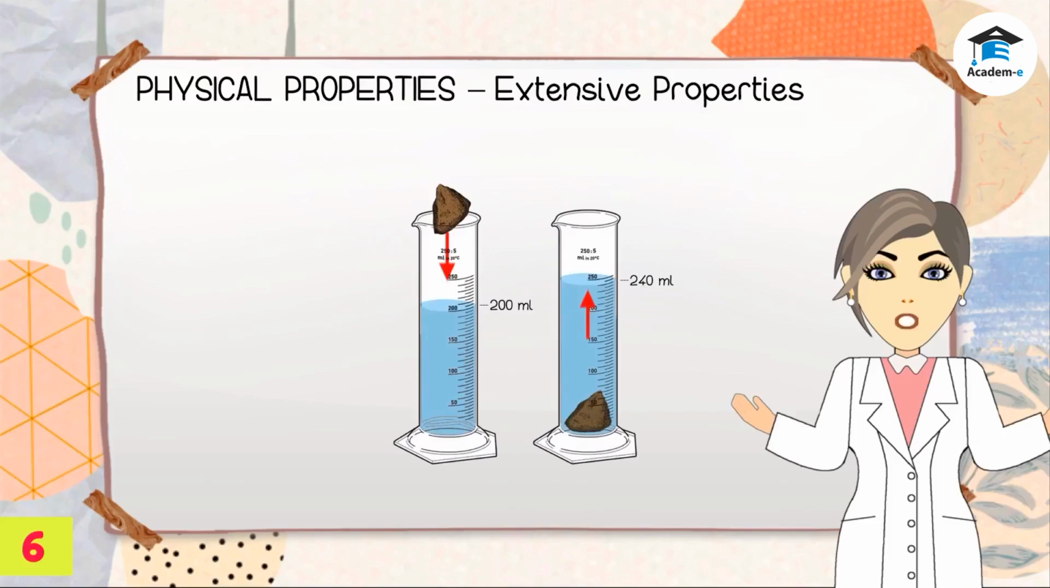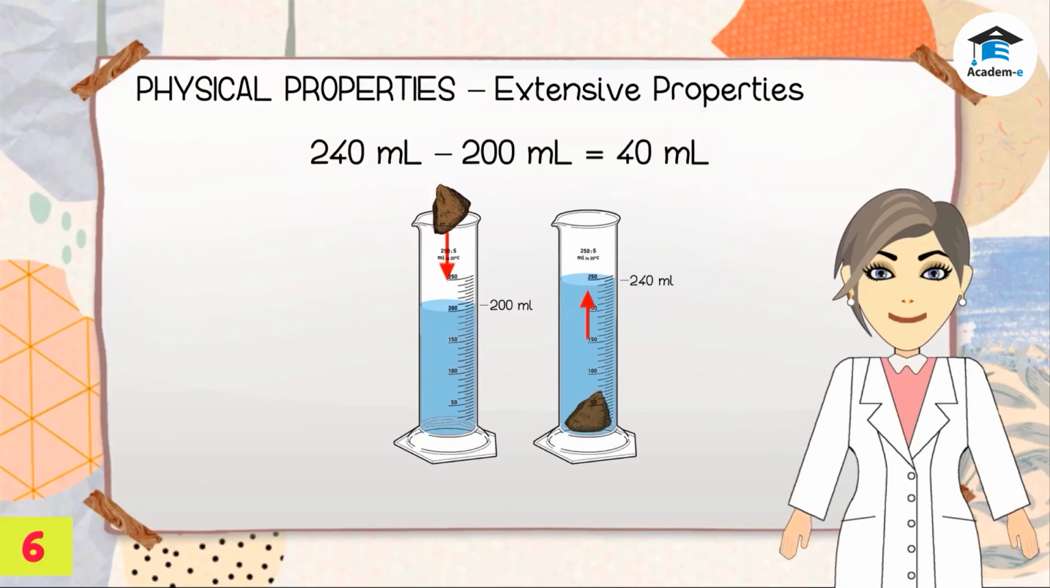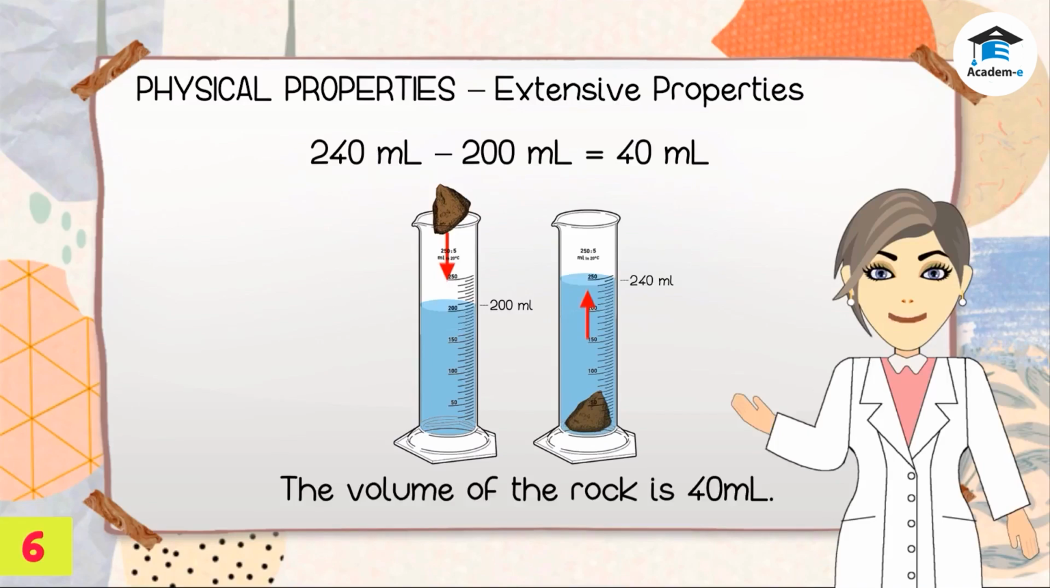Let's say that we have 200 milliliters of water in a cylinder. If you drop a rock into the water, the level of the water rises to 240 milliliters. Get the volume of the rock by subtracting the amount of water without the rock from the one with it. 240 milliliters minus 200 milliliters is equal to 40 milliliters. Thus, the volume of the rock is 40 milliliters.